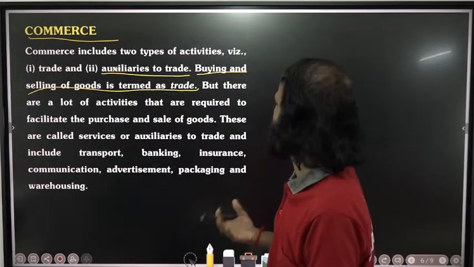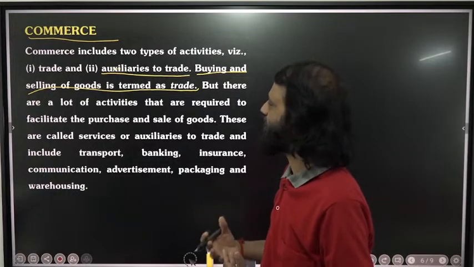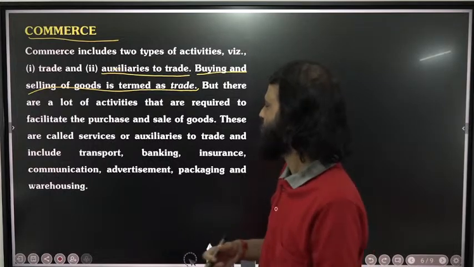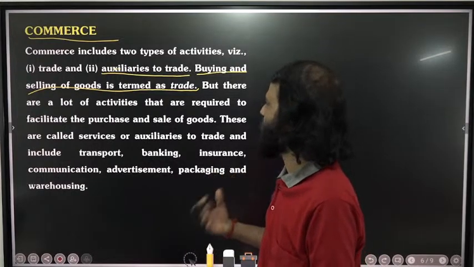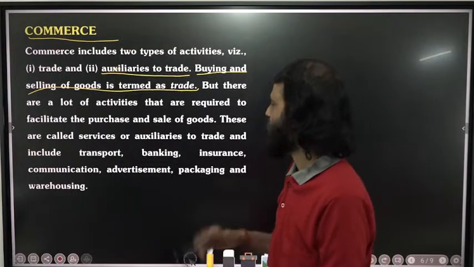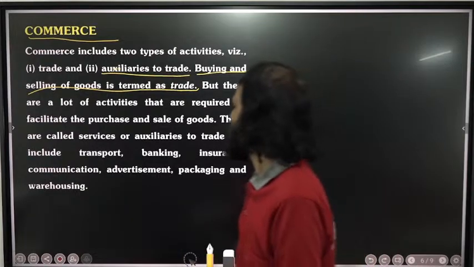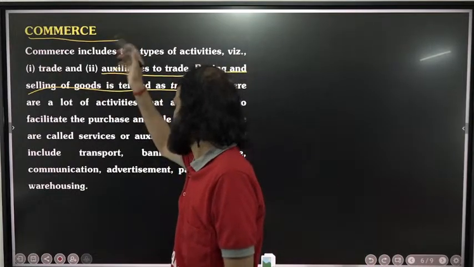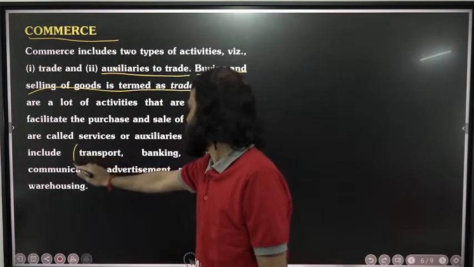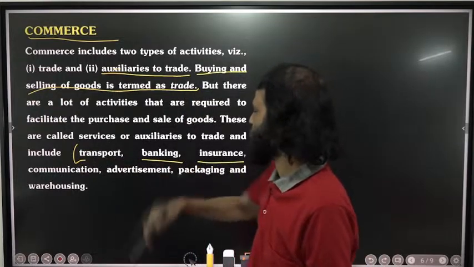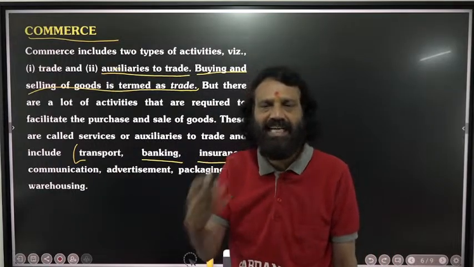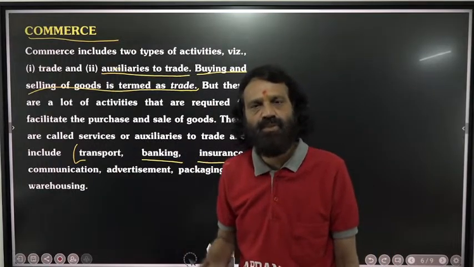Buying and selling will happen only when some other factors are also involved in it. Then only the buying and selling will take place properly, and then only the economy can grow. What are the supporting factors? The tertiary part is supporting the business in the economy. Transport is there, banking is there, insurance must be there, communication, advertisement, packaging and warehousing are the integral part of business or trade.